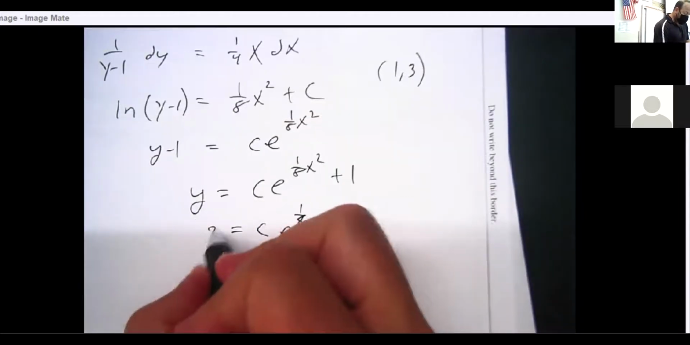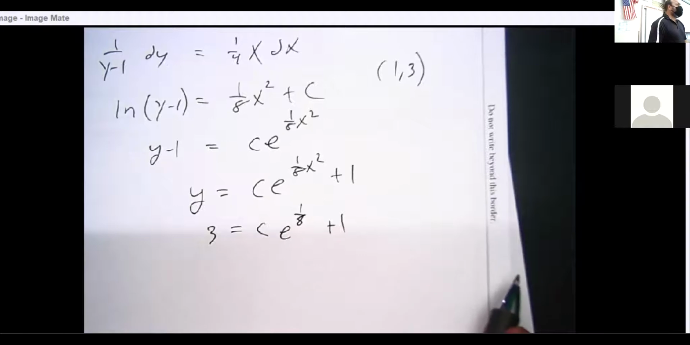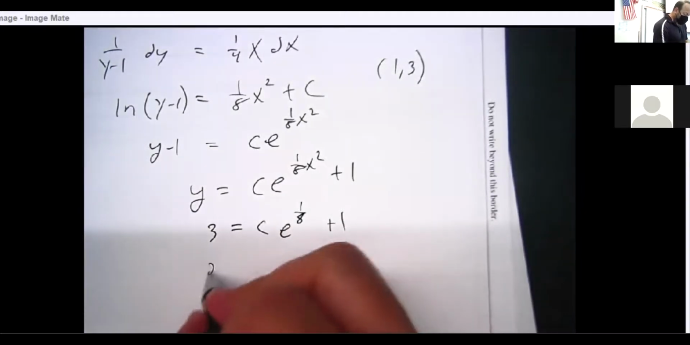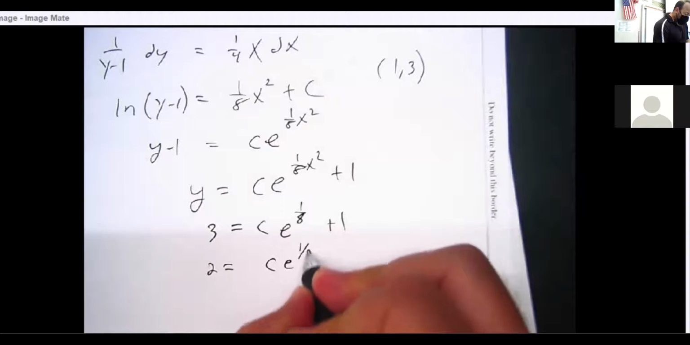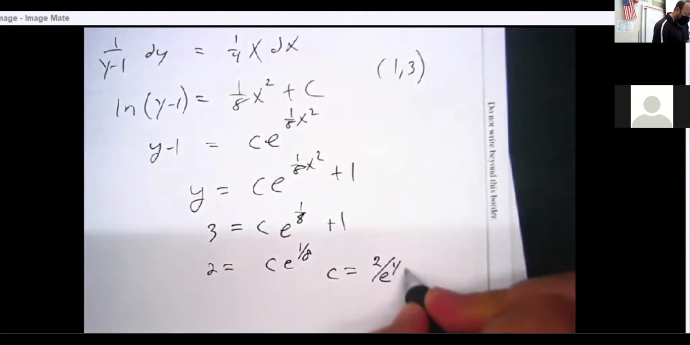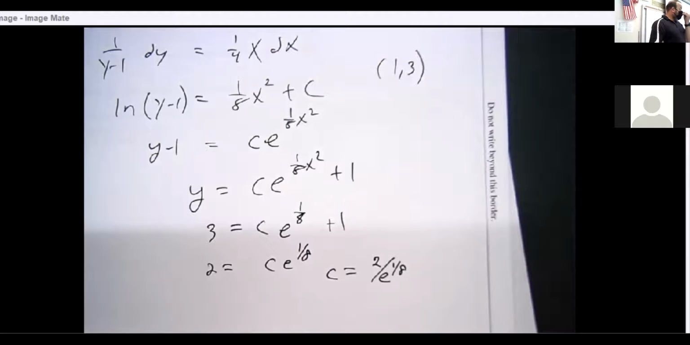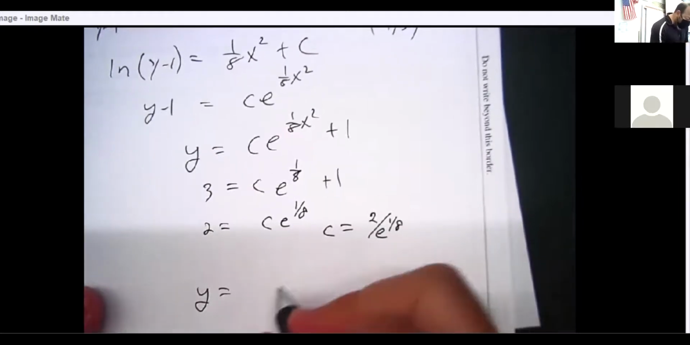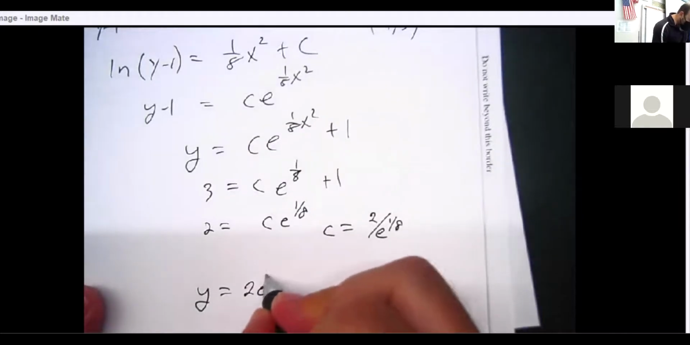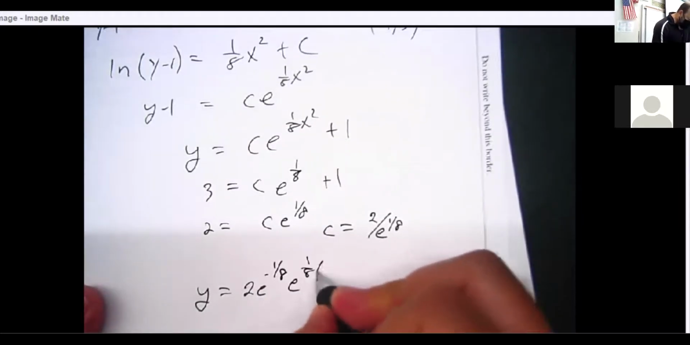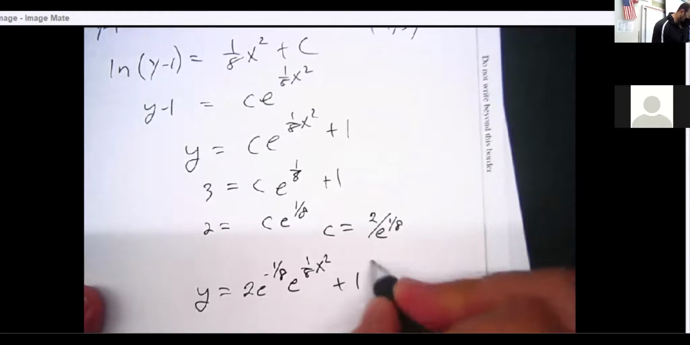Says 3. So what are we going to do to get C alone? Subtract 1. Divide by 1/8. So C is 2 divided by e to the 8th. Cool? So that means my value of y, my particular solution, would be 2e to the negative 1/8, e to the 1/8 x squared plus 1.